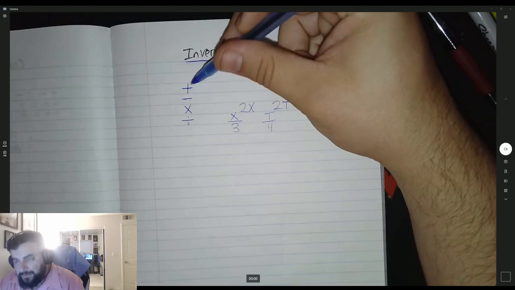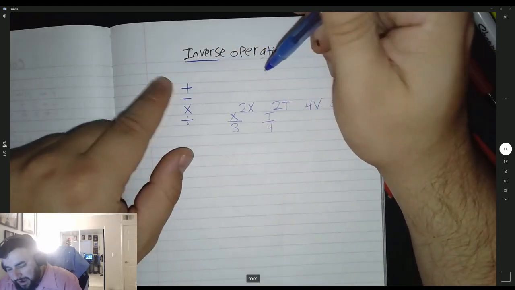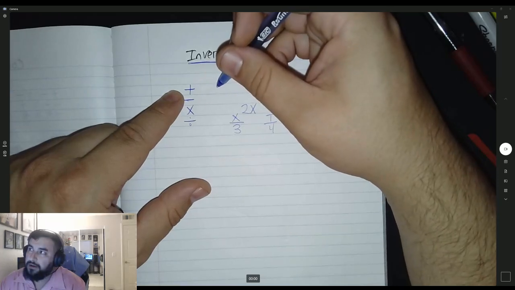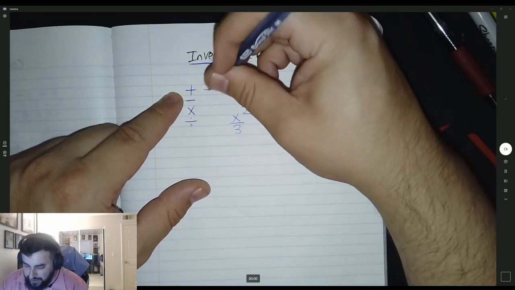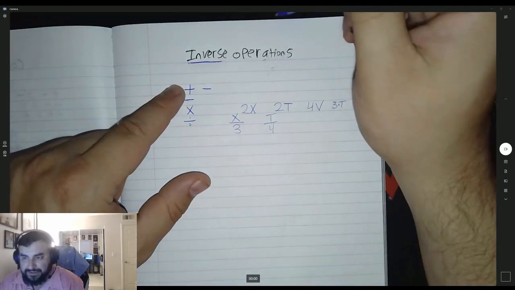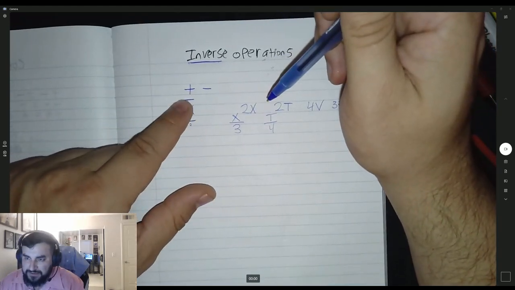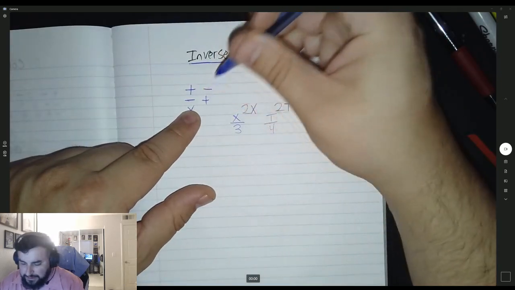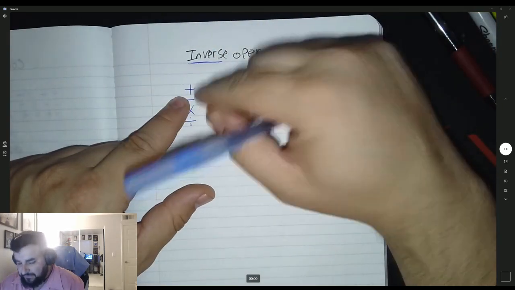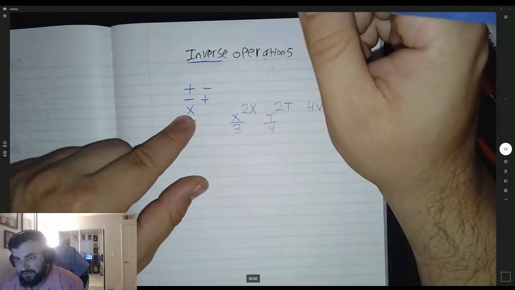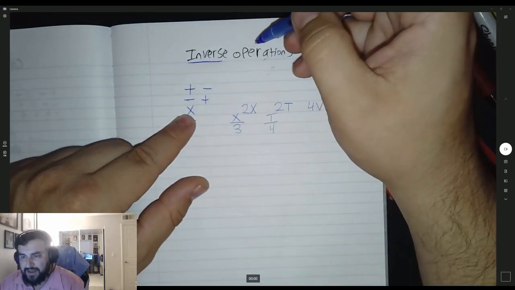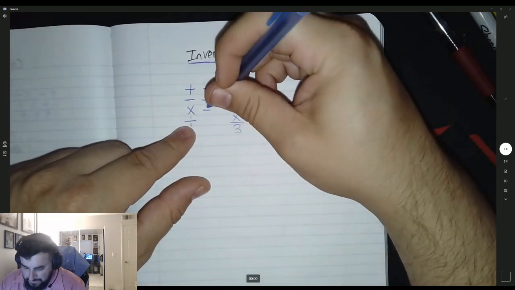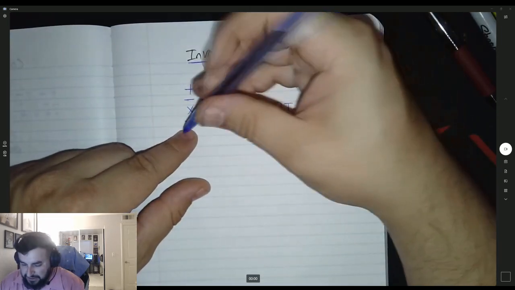So think about inverse, so opposites. The opposite of adding is what? Yeah, subtracting. Or you could think the opposite of a positive is a negative. What about the opposite of subtracting? Just like up here, the opposite is plus. So the opposite of a negative is a positive. Now look at this multiplication symbol. The opposite of that is division. Good job. And the opposite of division is multiplication.